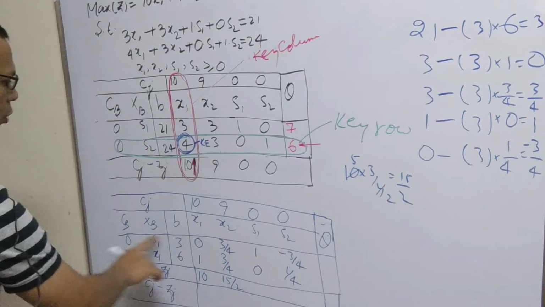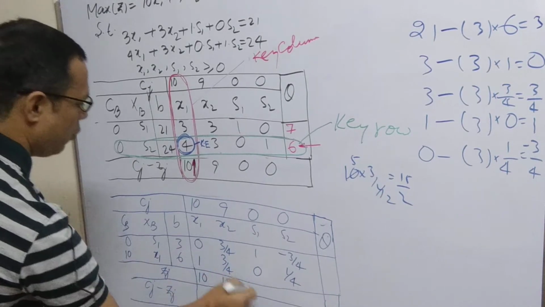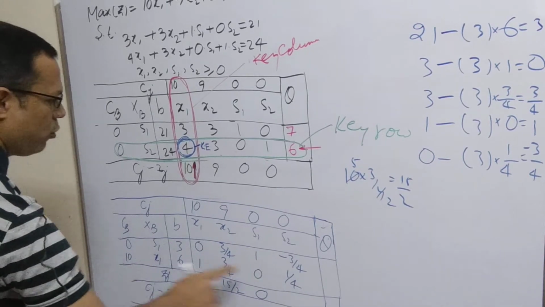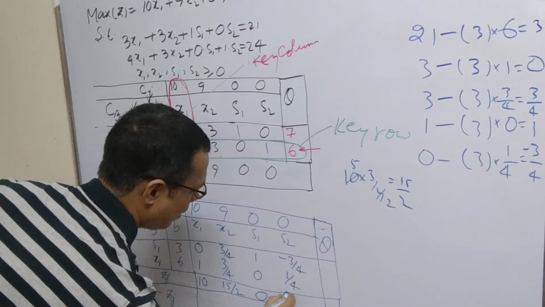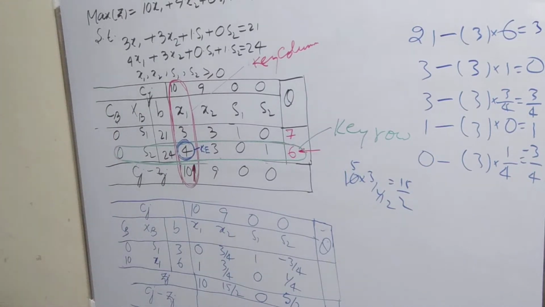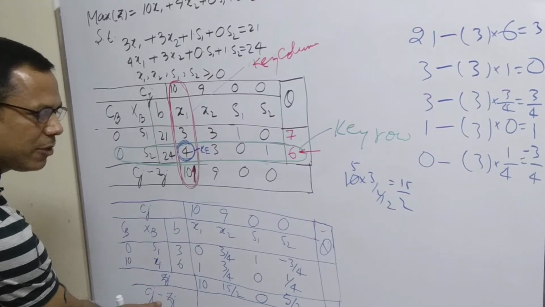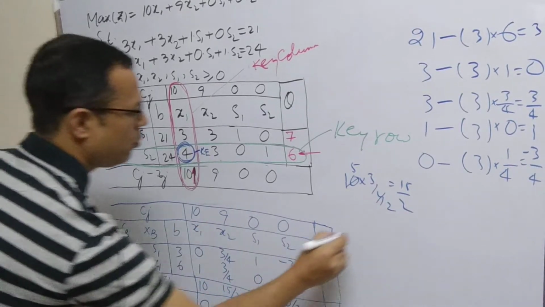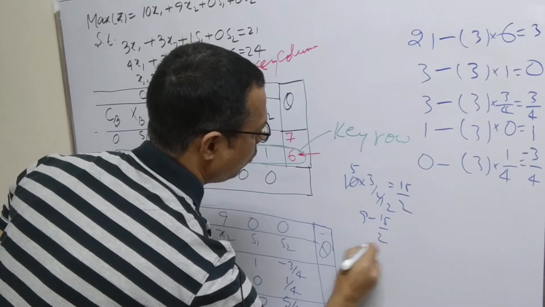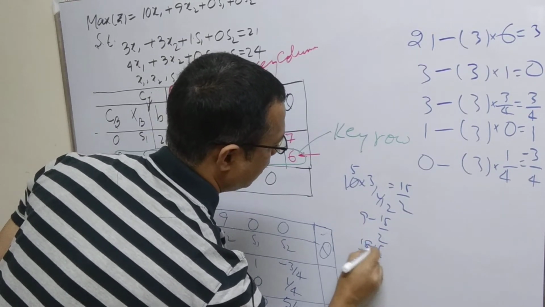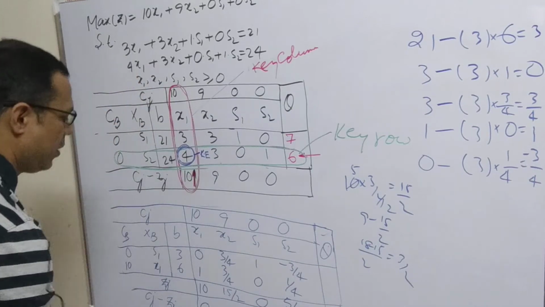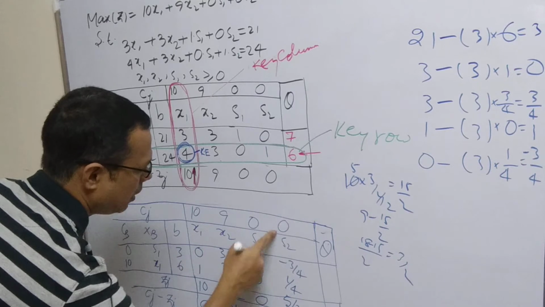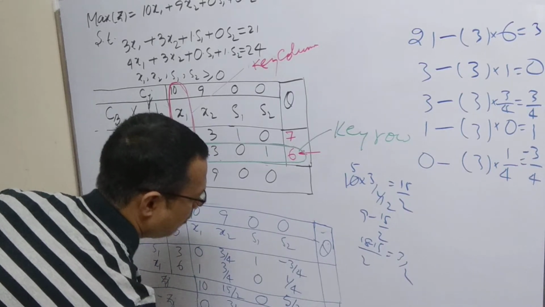Next 0 into 1, 0. 10 into 0, 0. So 0 plus 0, 0. 0 into minus 3 by 4, 0. 10 into 1 by 4, that is 5 by 2. Cj minus Zj is very simple. Cj is already 10, so 10 minus 10, 0. 9 minus 15 by 2, 3 by 2. So you need to write here 3 by 2. 0 minus 0, 0. 0 minus 5 by 2, minus 5 by 2.